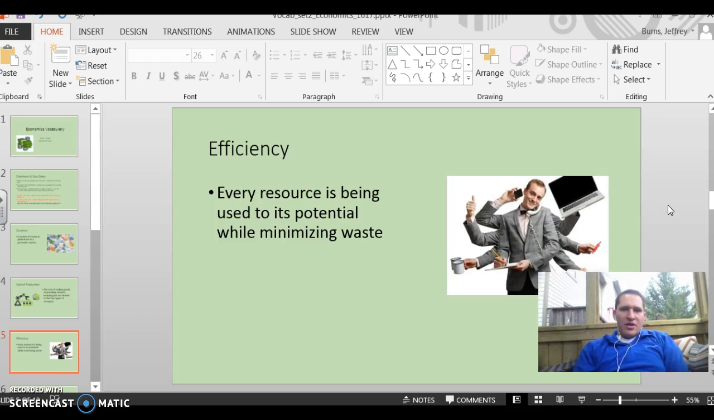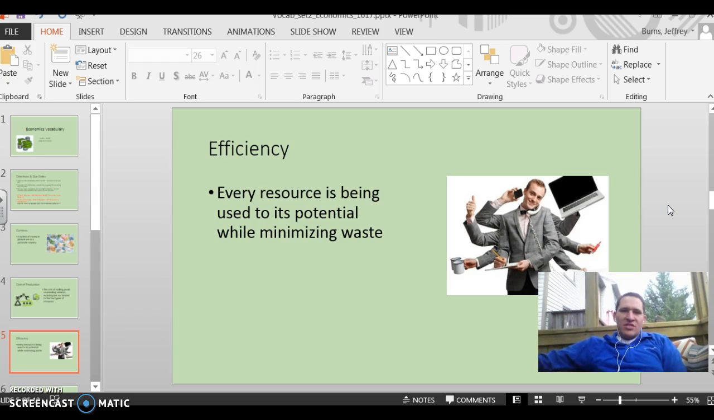Our third word is efficiency. Minimizing waste. You're being efficient. If you're efficient with your homework, you do it in the least amount of time possible. You're not wasting time. You're not taking breaks. You're not getting distracted. You're not multitasking. You boom, boom, boom. You get it done so that you can move on to something else.